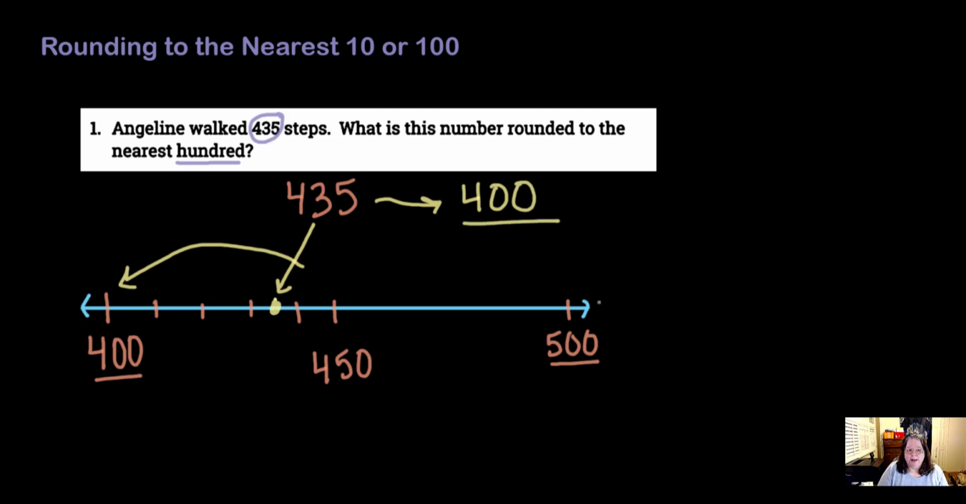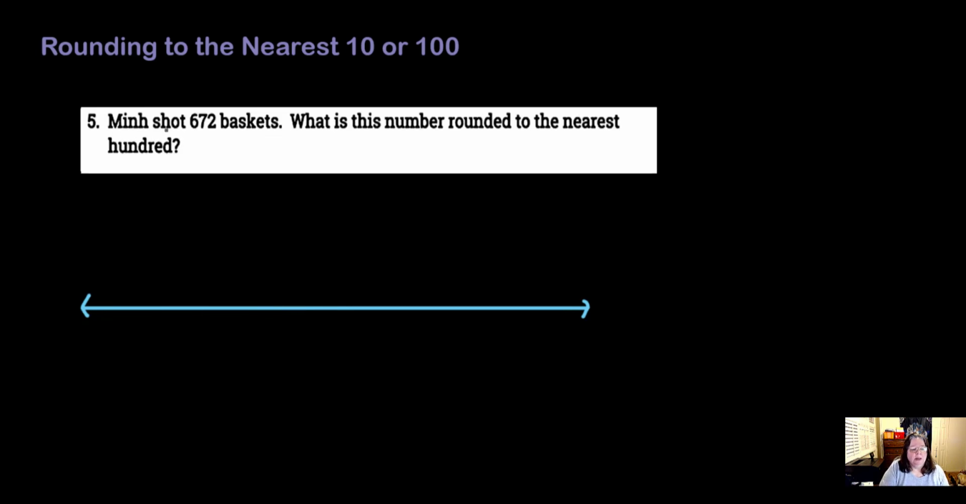That wasn't so bad. Let's try another one. Men shot 672 baskets. What is this number rounded to the nearest 100? Oh, we've got 200s in a row. That's all right. Let's go for it. So our number is 672. Let's see. 2 is in the ones place. 7 is in the tens place. 6 is in the hundreds place. So let's start our number line with 600.